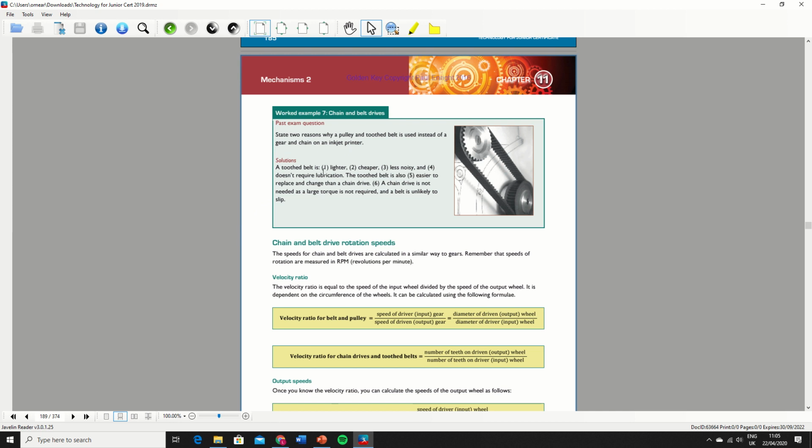So first of all, they're asking you, why would you use an inkjet printer? Okay, so an inkjet printer is just your normal printer. So it's quite small, it's quite compact. So that means that you want to be able to carry your printer around. So you don't want a big heavy chain and sprocket mechanism inside it. So first of all, the toothed pulley belt is lighter, it's cheaper for starters, and there's less noise.